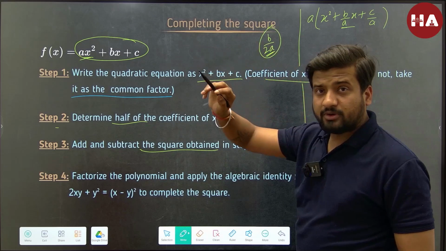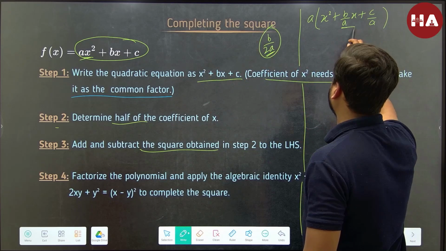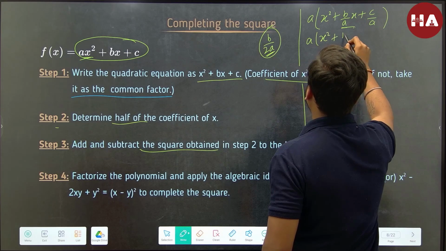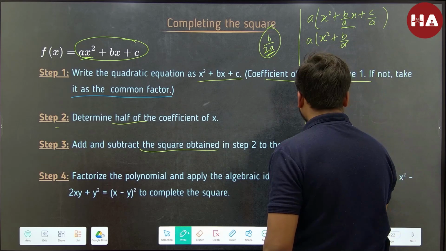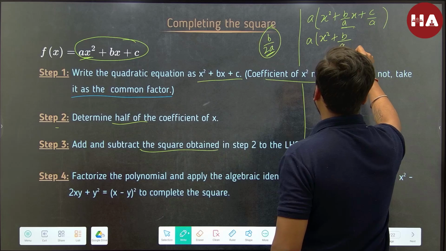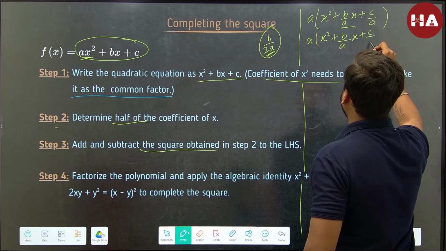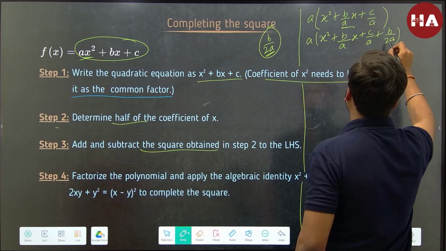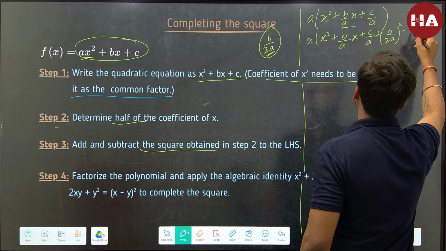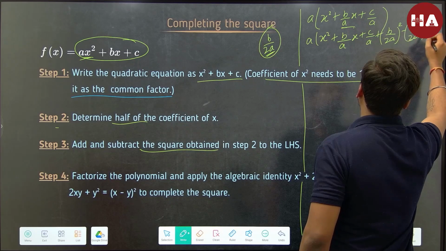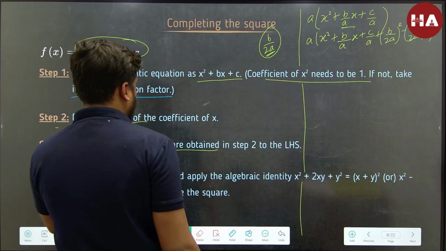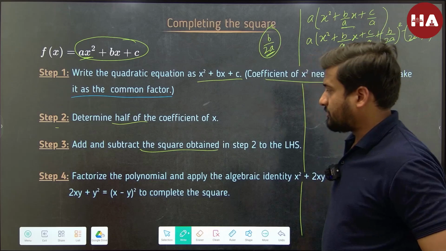This is my step 2, right? So add and subtract the square of it. a times x square plus b over a x plus c over a plus b over 2a whole squared minus b over 2a whole squared. Correct? Something like this we'll be getting. All right. Now let's take step 4.